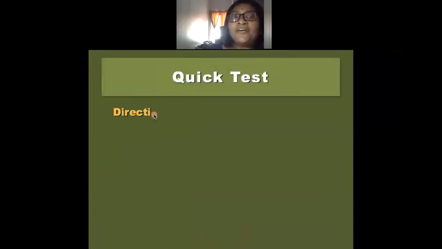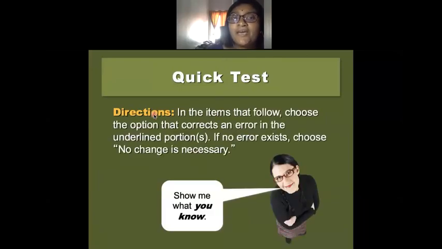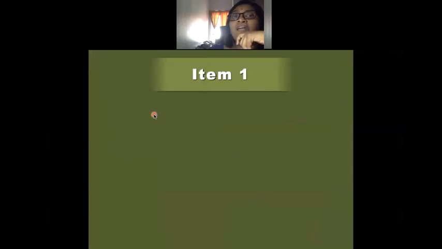So, let's try a quick test. You can identify what is the error in the sentence that I'm going to show you. If you feel there is no error, you can always put no change. Okay, let's look at the first one.